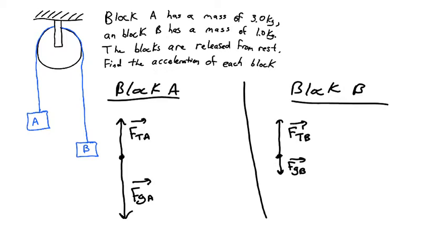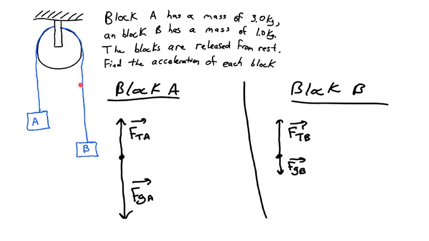The string or the rope there allows those two to interact, but it is an indirect interaction between block A and block B. And so Newton's third law says that when we have two objects interacting, they each get a force. And those two forces are equal in size and opposite in direction. So why aren't these tension forces opposite in direction? Well, that's what the pulley does. The pulley changes the direction of the rope, which changes the direction of the tension force.